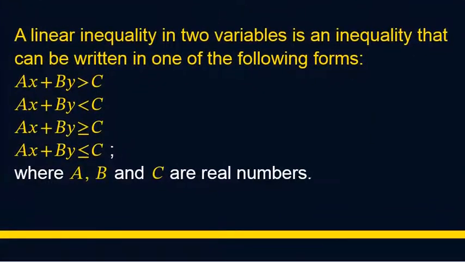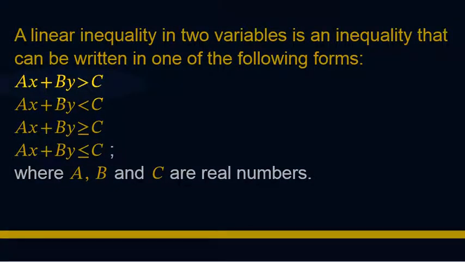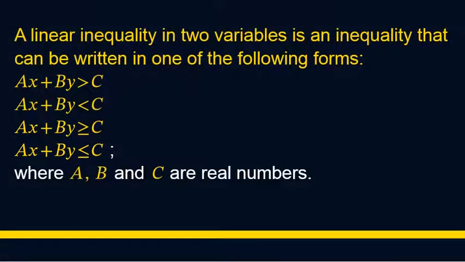A linear inequality in two variables is an inequality that can be written in one of the following forms: Ax plus By is greater than C. Ax plus By is less than C. Ax plus By is greater than or equal to C. Ax plus By is less than or equal to C, where A, B, and C are real numbers.